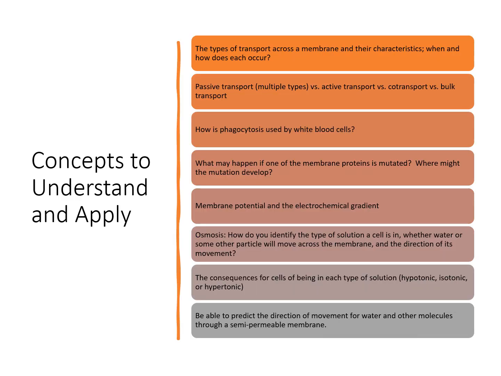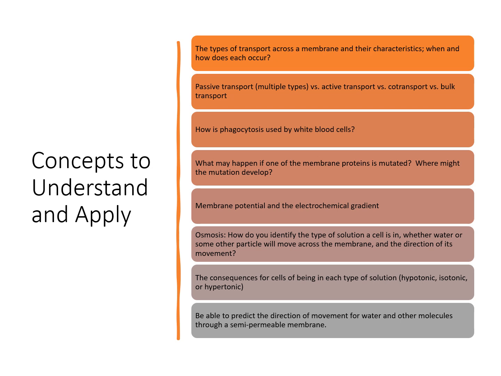There are a lot of concepts to understand and apply, so we actually have a second slide on this. I want you to be able to describe the types of transport across a membrane and their characteristics, and explain passive versus active versus bulk transport. How is phagocytosis used by white blood cells? What happens if one of the membrane proteins is mutated, and where might the mutation develop? Explain membrane potential and electrochemical gradient.